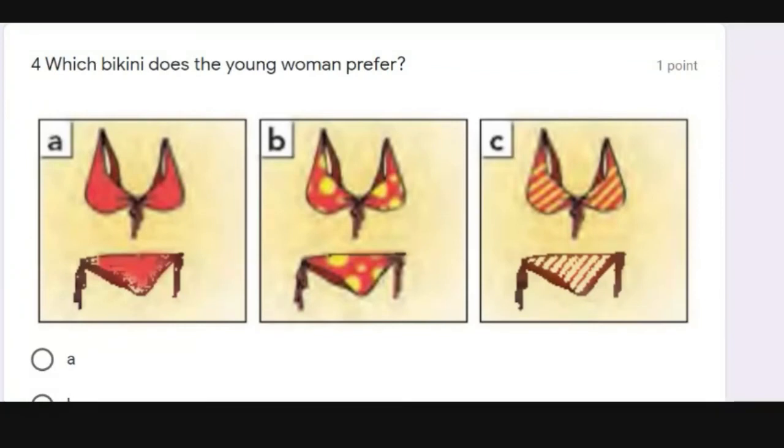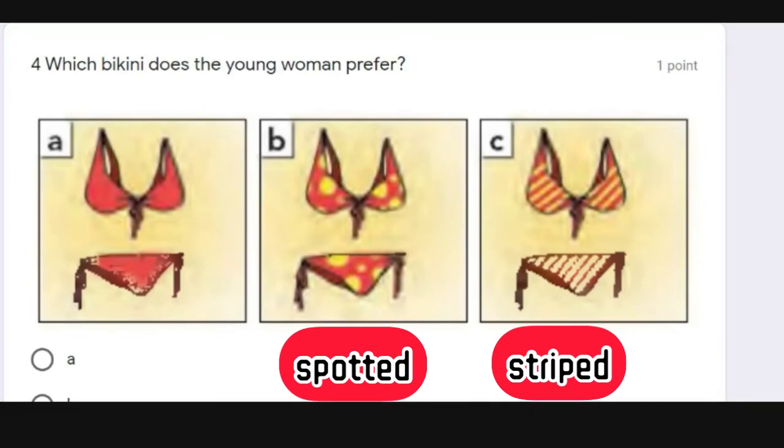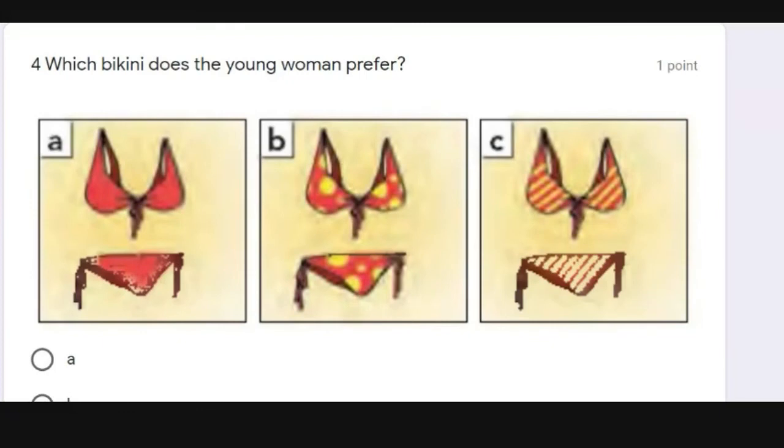Okay, so what's your answer? Everybody type your answer in the chat. So pay attention to the words stripes, spotted, plain. Now I will pause when one person finishes talking, so that you can hear better. All right. Okay, now listen one more time. Now the first woman is talking. Okay, listen. Which bikini does the young woman prefer? Okay, that's the question. Now the first woman talks first.